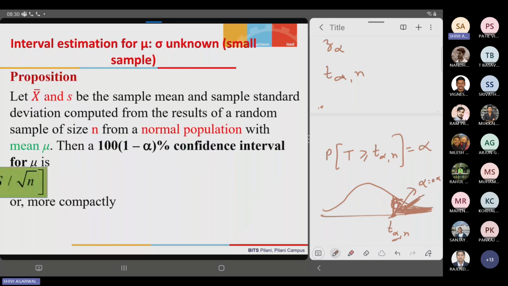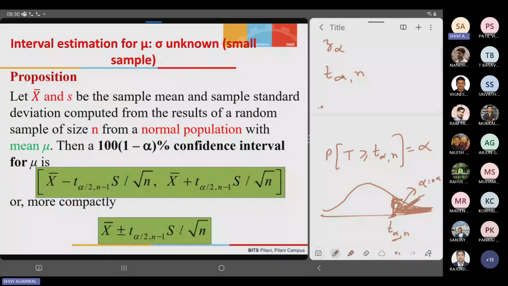Now we are using the same proposition for interval estimation for mu when sigma is unknown, and with a small sample size, because if it is a large sample size then we have to use a Z test. We have already done that by the central limit theorem. So let x bar and s be the sample mean and sample standard deviation. Sigma is not known, so we calculate s, the sample standard deviation, from a random sample of size n from a normal population.